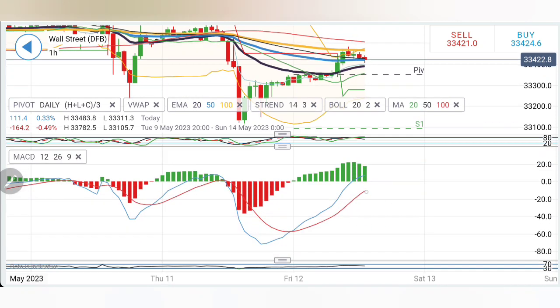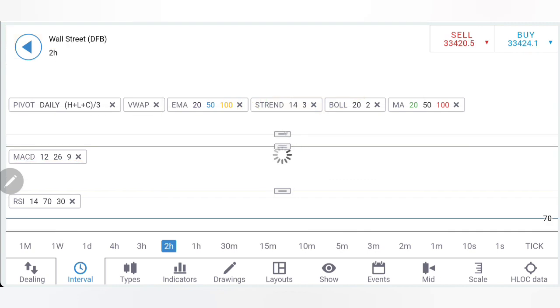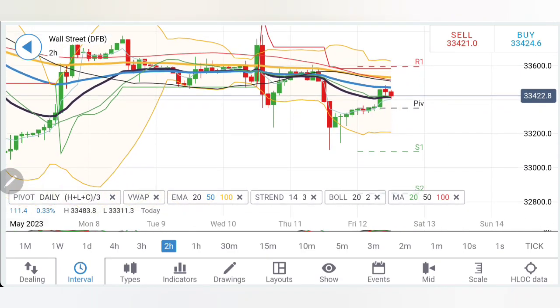Stochastic looking down, MACD is bullish, trying to converge here. RSI is almost comfortable, neither bullish nor bearish. Now look at the 2-hour chart.